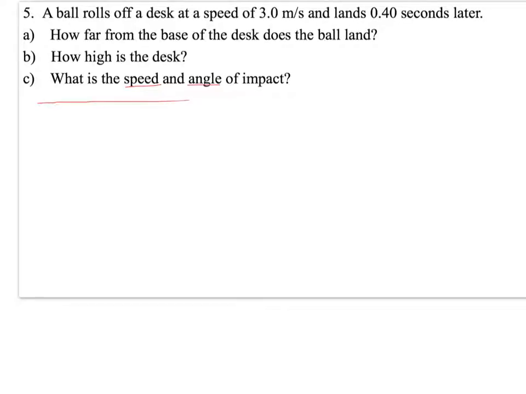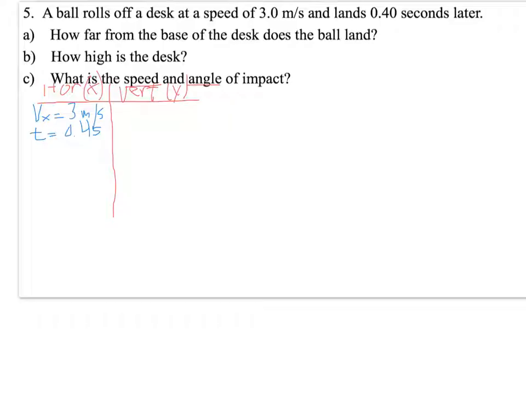First, let's break it down into the horizontal and vertical components. For the horizontal components, those are the x values. And for the vertical components, those are the y values. Let's take a look and see what we know. We know that Vx is equal to 3 meters per second. And we also know that time is equal to 0.4 seconds.